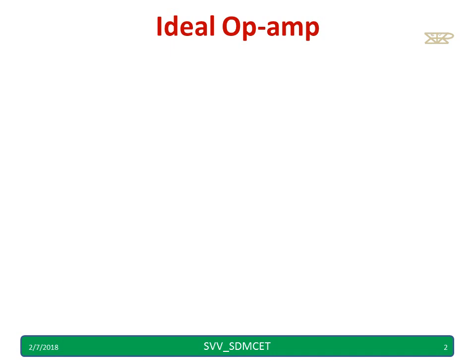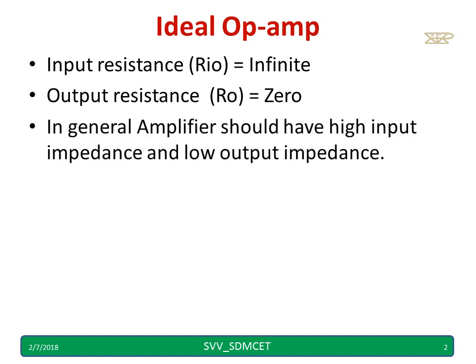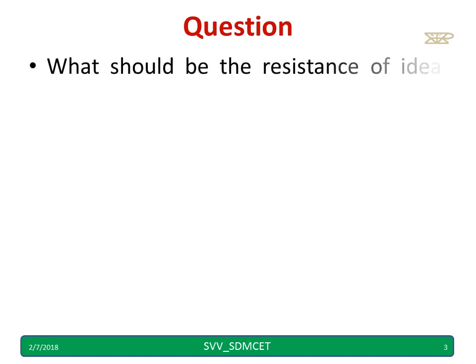An ideal op-amp should have an infinite input resistance and zero output resistance. Like that, in general, for any amplifier you take, we expect the input resistance should be very high and the output resistance should be very low. Let me ask you one question. What should be the resistance of the ideal voltmeter?